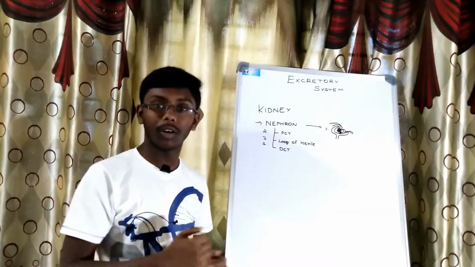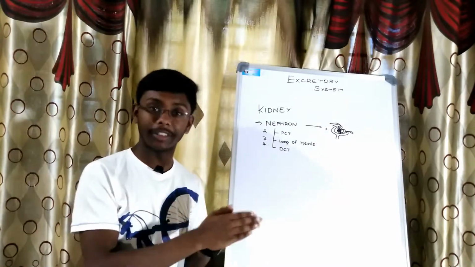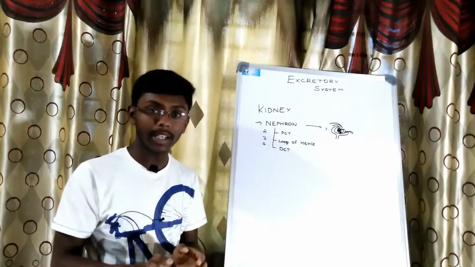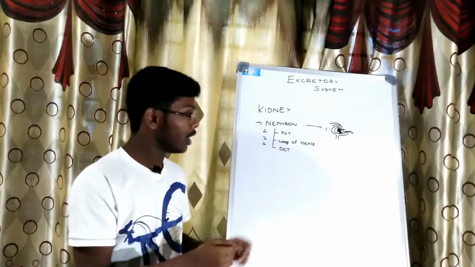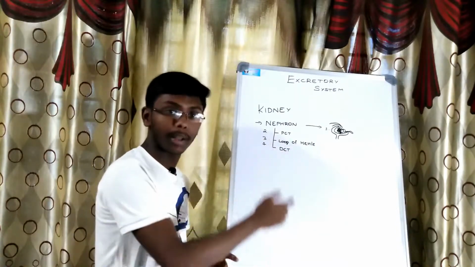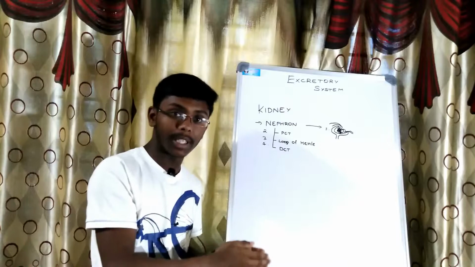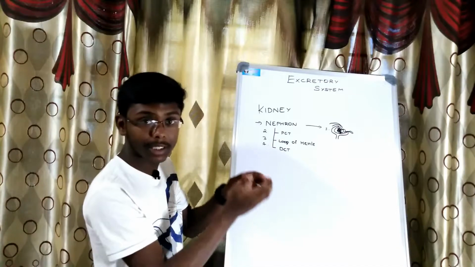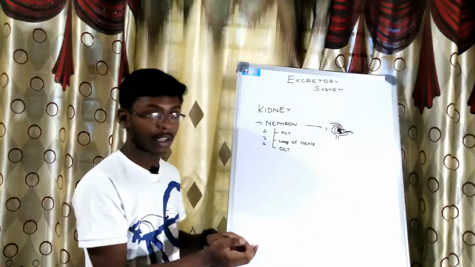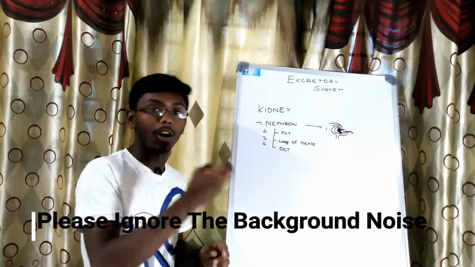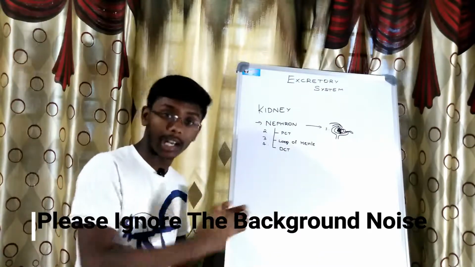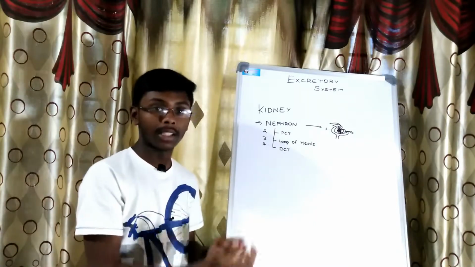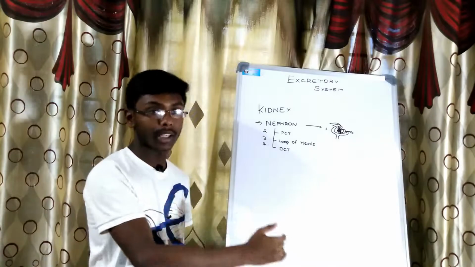There is a common doubt among students: what is the difference between ureter and urethra? The answer is very simple. Ureter carries the urine produced in the kidney to the urinary bladder, whereas urethra expels the urine stored in the urinary bladder, which is regulated by the sphincter muscle. The sphincter muscle relaxes or contracts under our control, and the urethra is the structure which expels the urine out of our body. This is the simple difference between ureter and urethra.